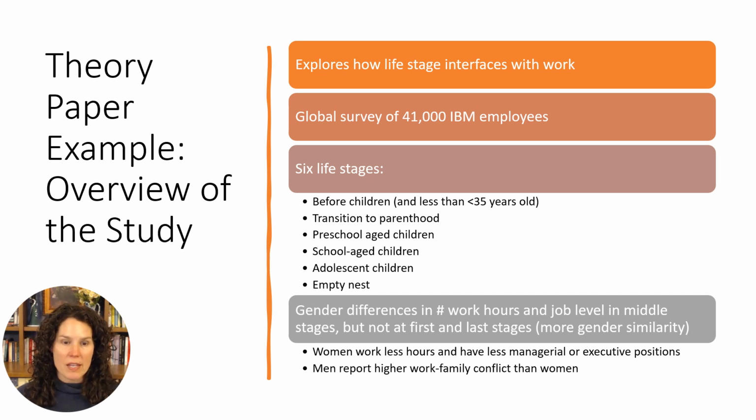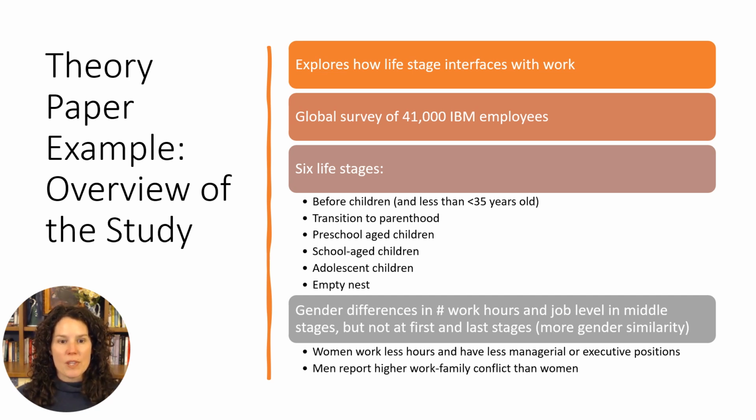You talk about who they studied. You go into more detail than I have on the slide here, but this was a global study of about 41,000 IBM employees. And they divided the people in the study into 6 life stages. And you can see those listed here: before kids, during the transition to parenthood, which was in the first year after a baby being born, preschool-aged kids, school-aged kids, adolescent children, and empty nest. And I'm guessing that maybe they excluded people who didn't cleanly fit into one stage.